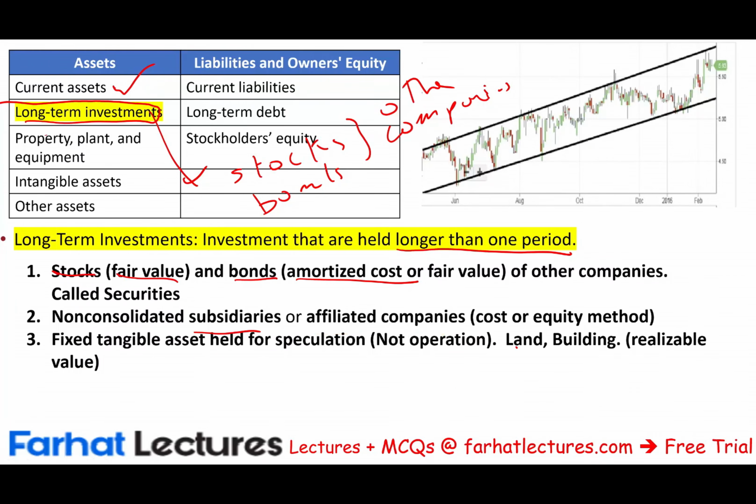Also, what goes under this category are fixed tangible assets held for speculation. So you could buy a building or a piece of land, and what you want to do is sell it. You did not buy it to operate this asset, because if you wanted to buy it and operate the asset, it would be under property, plant, and equipment. You bought this piece of land or this equipment because you want to resell it and make a profit. You would report those at realizable value, how much you can get for them. So this is basically long-term investments.